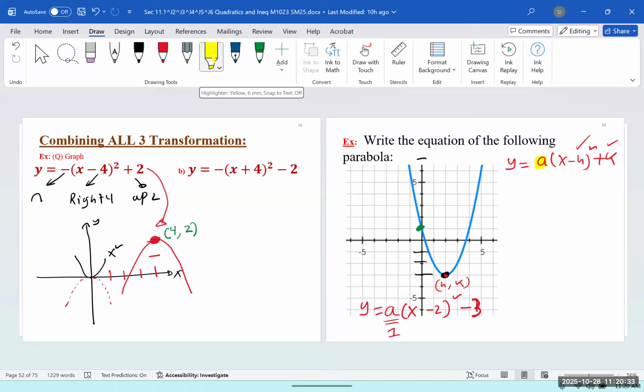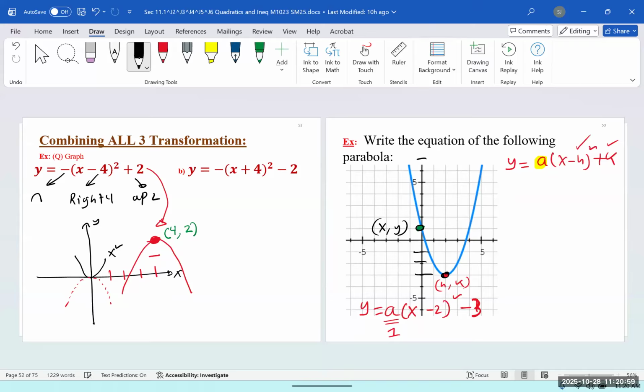You have to find your a. You must. In the exam, a will not be 1. I'm warning you, okay? So you have to find it. So how do you find it? You replace x, y, h, k, everything, and solve for a. So x, y could be any point on your parabola. You pick any point. My favorite point is the y-intercept because our x is 0.